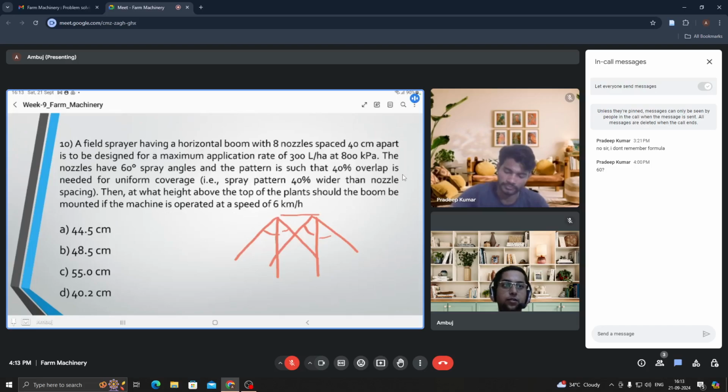Try to draw the figure like this, then I'll tell you how to calculate the height above the plants. It's a tricky question. Okay, not tricky but a detailed question. Analysis is required.